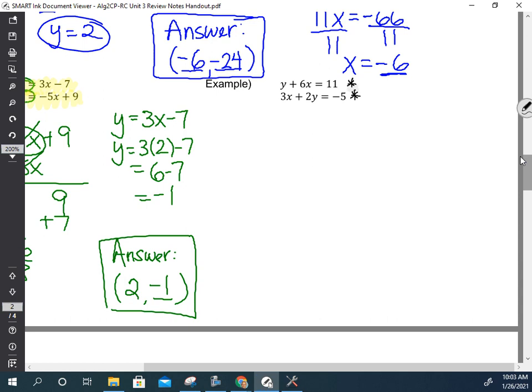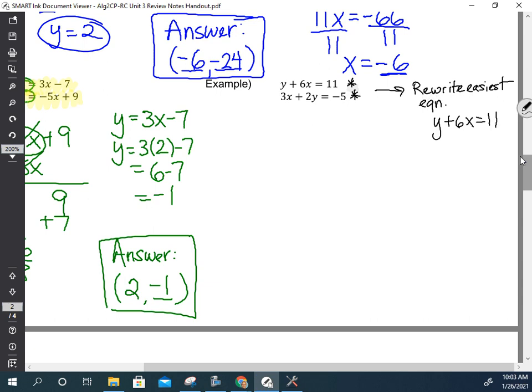We need to rewrite one of these equations. So which of these two equations would be the easiest to solve? Which one would be the easiest to get something by itself? First one. So we're going to rewrite the easiest equation. So that's y plus 6x equals 11.